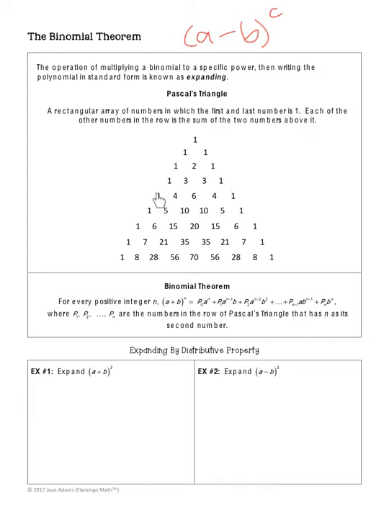Then for the next row, start with 1. Go above it, add 1 and 3, you get 4. Add 3 and 3, you get 6. 3 and 1, you get 4, and 1, and so forth. So I'll just do one more. So to get this row, 1 and 4 adds to give you 5, 4 and 6, 10, 6 and 4, 10, 4 and 1, 5.